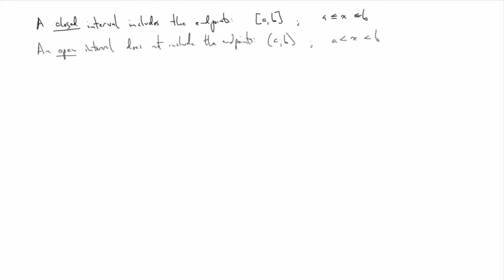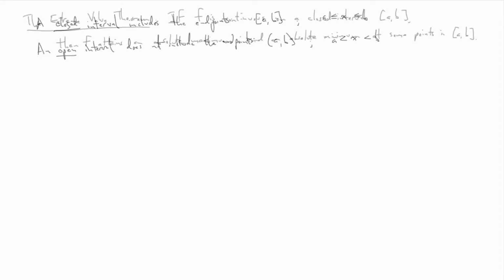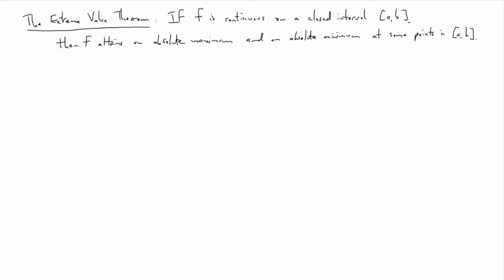B. An open interval, on the other hand, does not include the endpoints. In interval notation, we use parentheses to designate that, and so the open interval from A to B, all the points between A and B, but not including A and not including B. And this brings us to our main theorem of the day. It's the extreme value theorem.